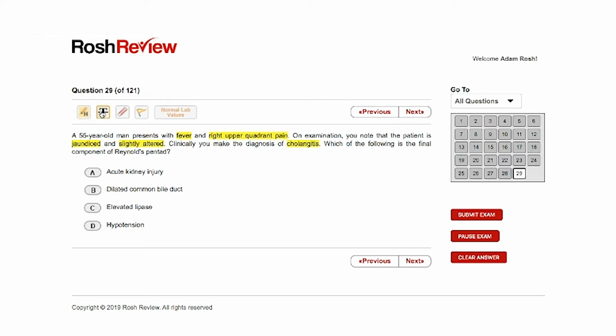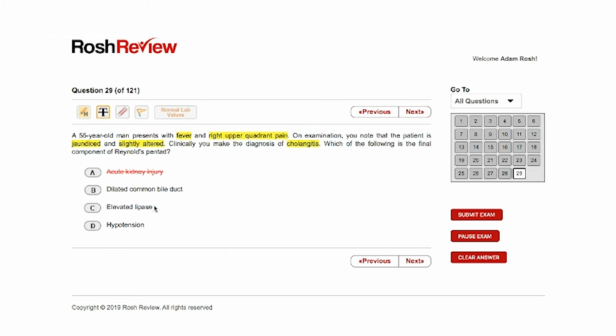So answer choice A, acute kidney injury. Well, acute cholangitis is essentially bacterial infection in a patient with biliary obstruction. So the kidneys, while they're close by, are not really directly associated with cholangitis. So let's cross that out. That doesn't really fit here. Dilated common bile duct. Well, certainly this may be associated with cholangitis. So let's keep that there right now.